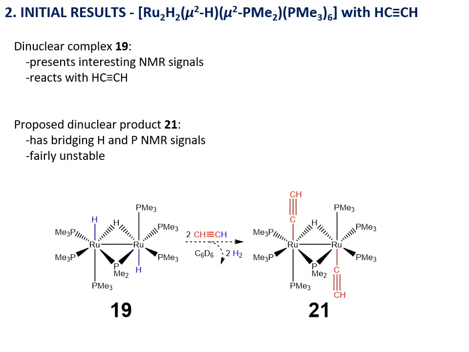The spectroscopic scale reaction with acetylene has been investigated. Adding a headspace of acetylene to a benzene solution of this dinuclear complex has been observed to consume the starting material over 3 weeks. The proposed product is this relatively unstable dinuclear complex. The formation is theorized to occur with hydrogen gas elimination.